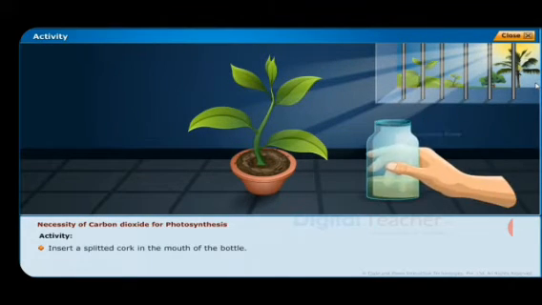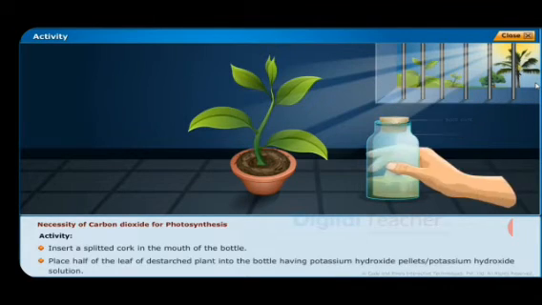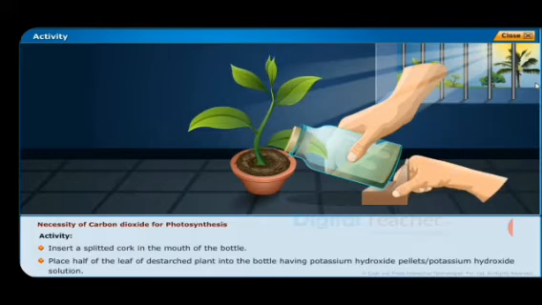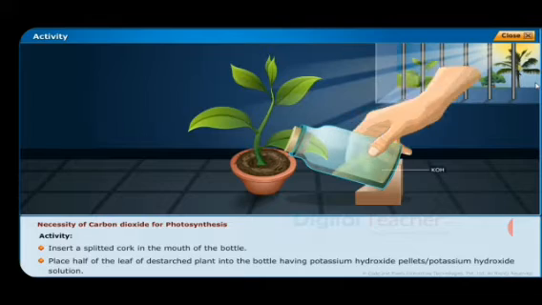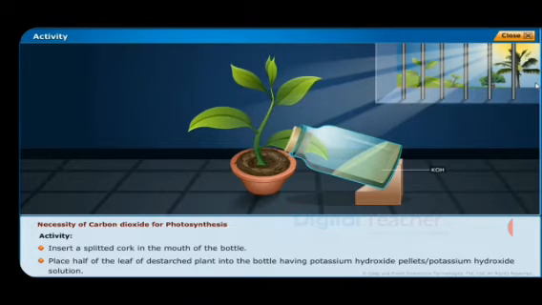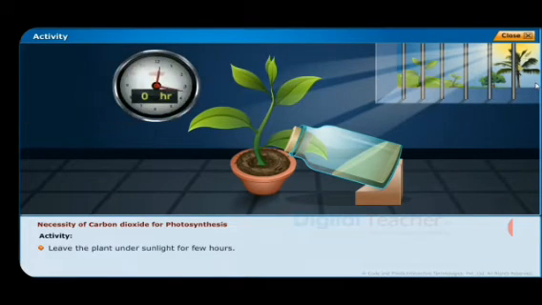Insert a split cork in the mouth of the bottle. Place half of the leaf of the destarched plant into the bottle having potassium hydroxide pellets or potassium hydroxide solution. Leave the plant under sunlight for a few hours.